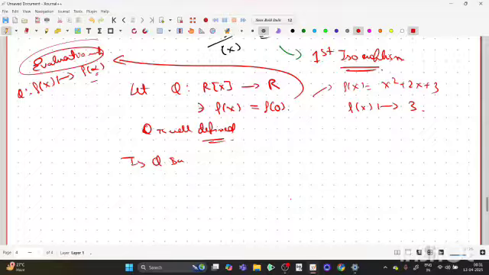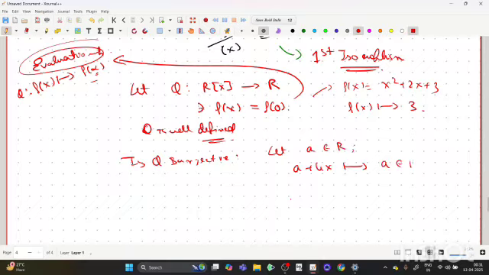Okay, fine. Now, is phi surjective? It's clearly surjective. Why? Let us choose the element a in R, then the element a plus bx will evidently get mapped to a in R. So we will obviously have inverse images of every element in R. So it's a surjective map.